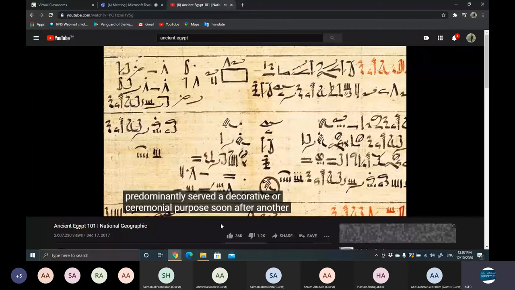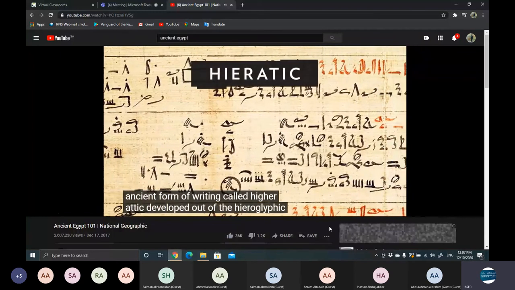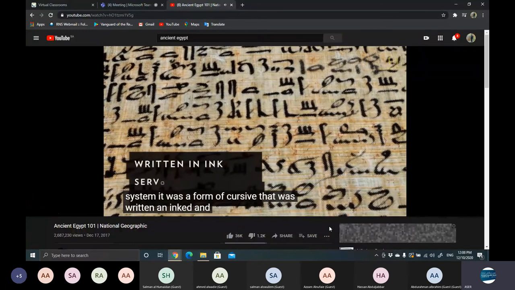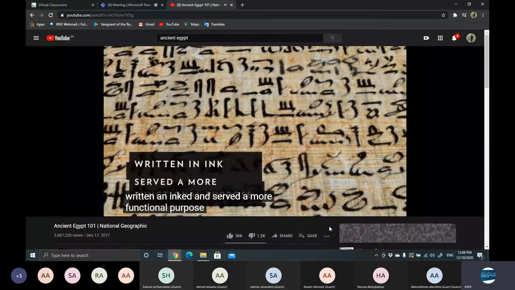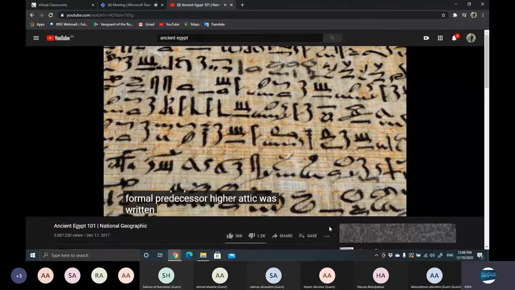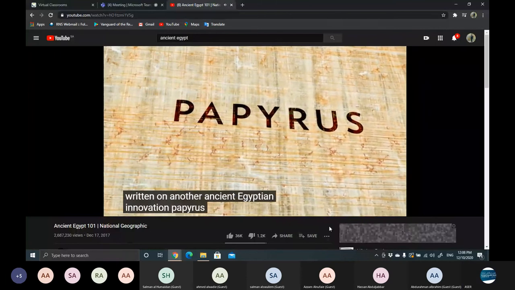Soon after, another ancient form of writing, called hieratic, developed out of the hieroglyphic system. It was a form of cursive that was written in ink and served a more functional purpose. Unlike its more formal predecessor, hieratic was written on another ancient Egyptian innovation, papyrus.